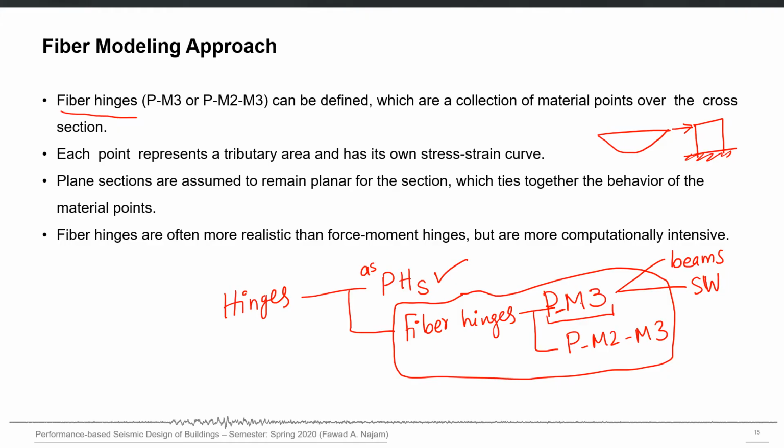Axial load and moment in only one direction. But for columns, since they can deflect in both directions, we have to use the PM2M3 hinge. So this is for columns.